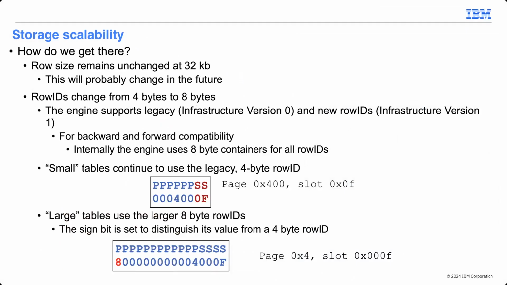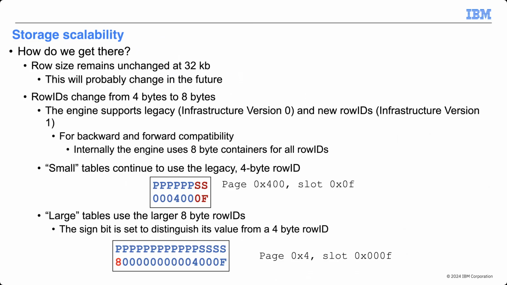But the row size remains unchanged at 32 kilobytes for the moment. Read between the lines. We can and may at some point increase that length depending on what we find with the engine in today's configuration. Now, do you really need a row that's longer than 32 kilobytes? I don't know. To me, that sounds like really bad database design. But that limit has remained in place.